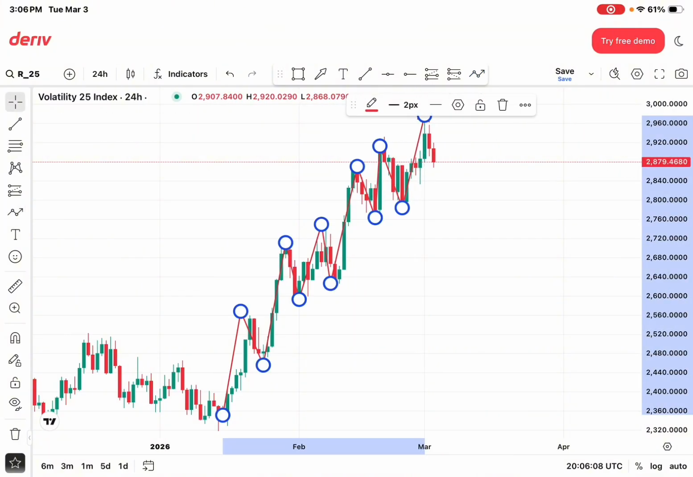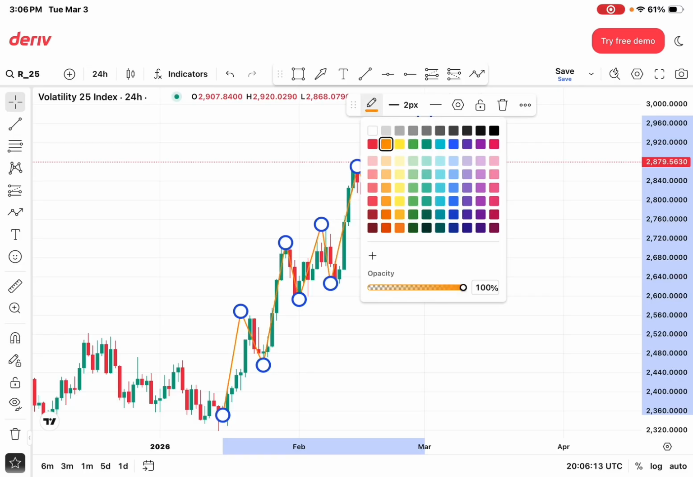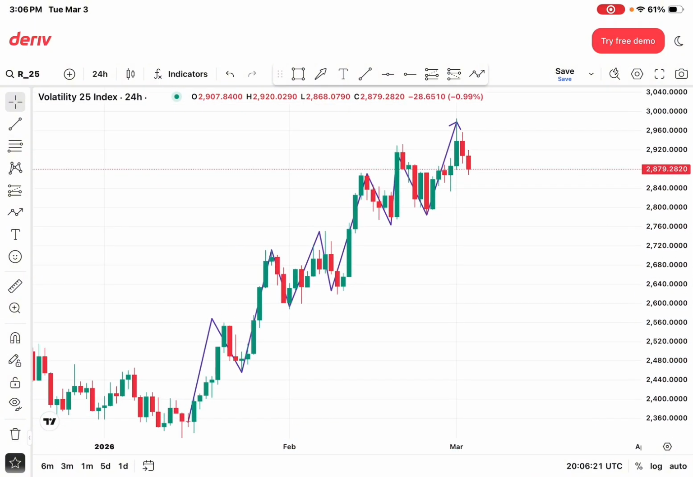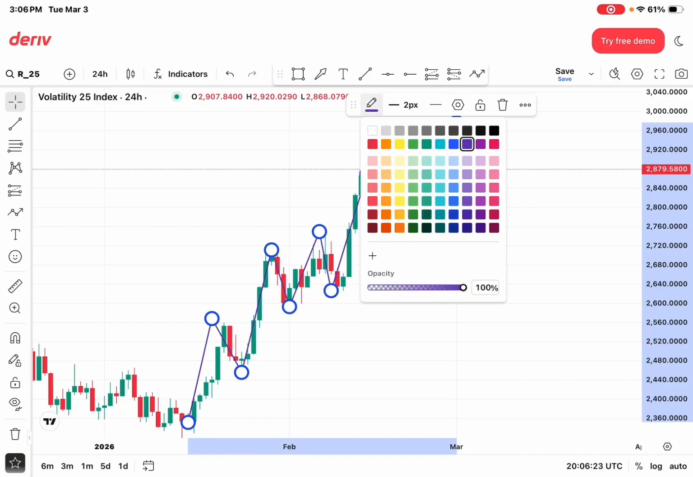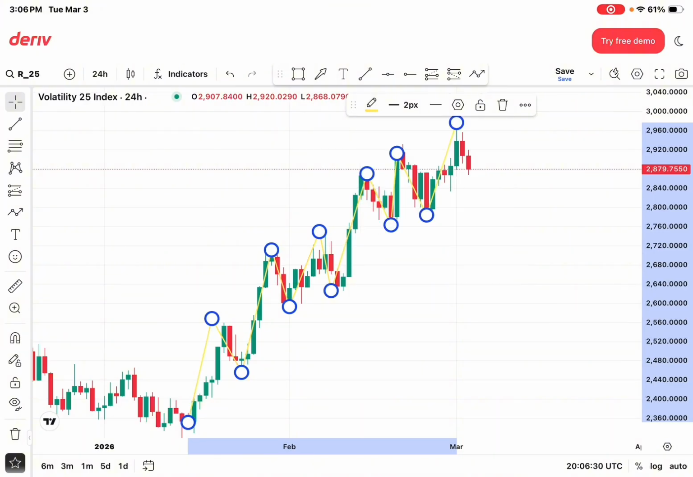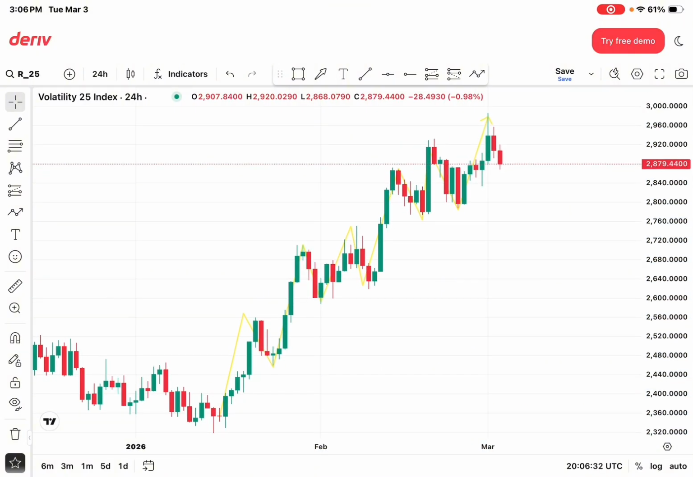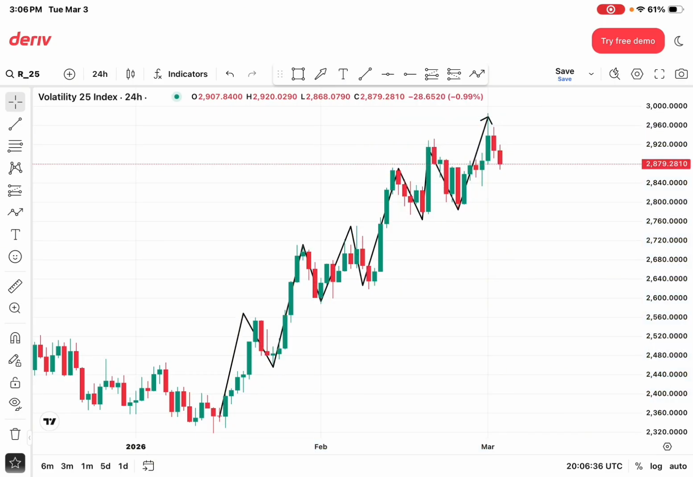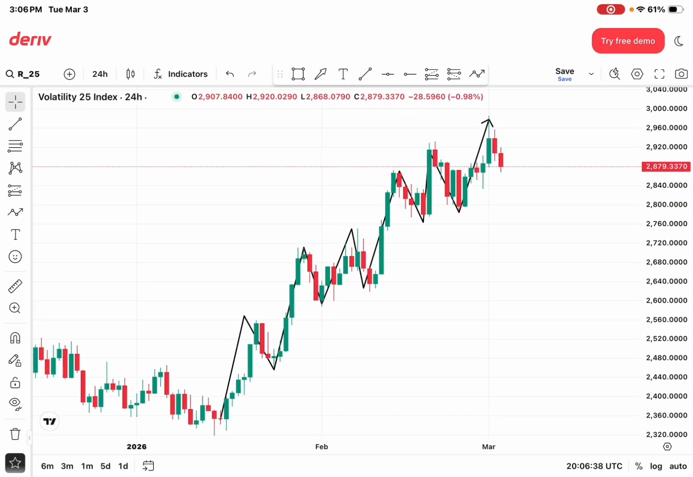Let me change this to a color that y'all can see. Which color should I put this in? I can't bother with that, I don't have the time, honestly. You probably can't see the yellow. Yeah, black.